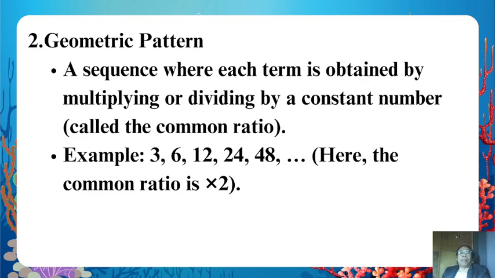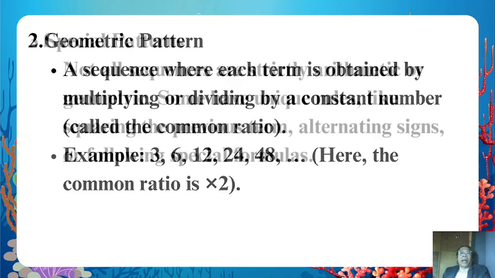Number 2, geometric pattern. A sequence where each term is obtained by multiplying or dividing by a constant number called a common ratio. Example: 3, 6, 12, 24, 48. Here, the common ratio is times 2. So, 3 times 2 is 6. 6 times 2 is 12. 12 times 2 is 24. 24 times 2 is 48. 48 times 2 is 96. And so on and so forth. That is what we call a geometric pattern.